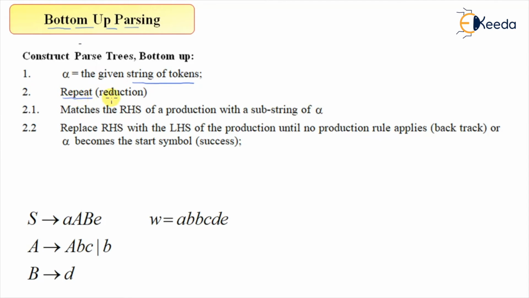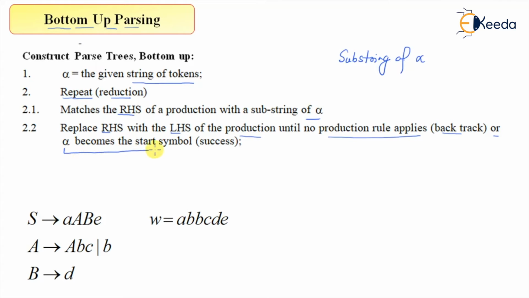Repeat the reductions: match the right hand side of a production with a substring of alpha. So we find some substring of alpha, and we replace the right hand side of the production with the left hand side of the production, until no more production rule applies. We keep on doing this, replacing right hand side with left hand side, until no more production rule applies. Then backtrack, or alpha becomes the start symbol.